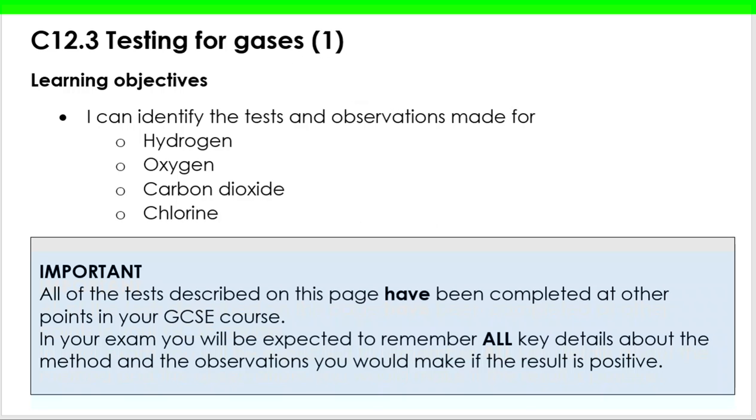You are going to need to remember the tests for hydrogen, oxygen, carbon dioxide, and chlorine. In terms of what you need to remember, it's what steps you take to carry out the test and what you would observe if that gas is present. So with that in mind, have a think about each of those tests: hydrogen, oxygen, carbon dioxide, and chlorine. And when you're ready, move on and we'll take a look at the results.